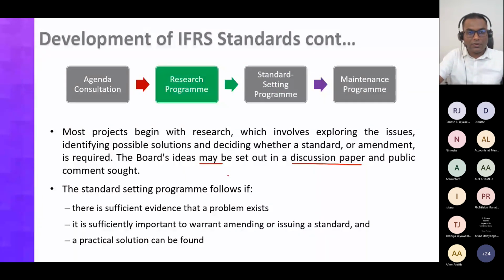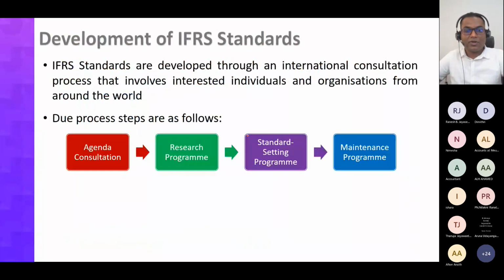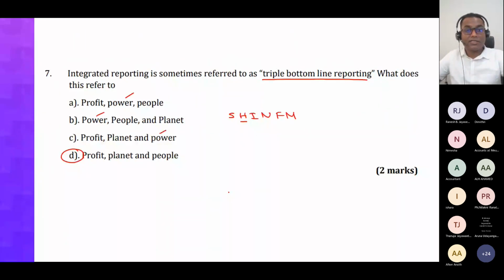Okay, right. So then the answer to the question, what is not a mandatory step? Publishing a discussion paper is not a mandatory step, that is optional at the second stage, research program stage. I hope you are clear now, right? Okay. Then there's a question from question number 7 as well, this one.